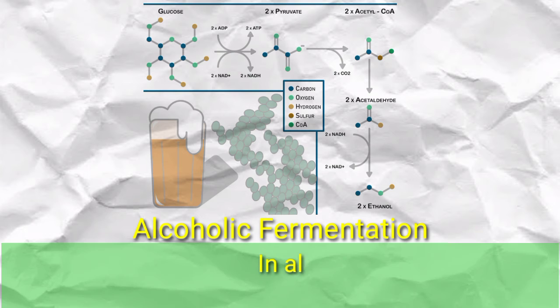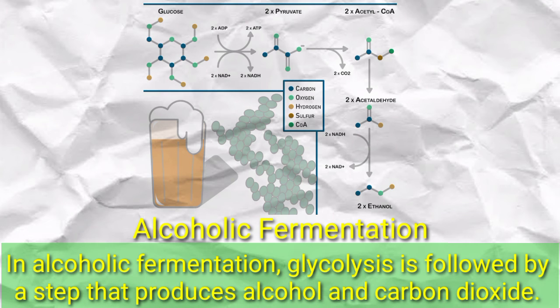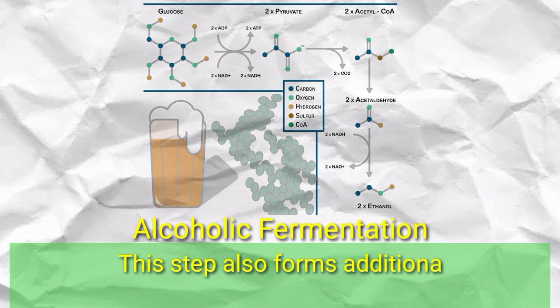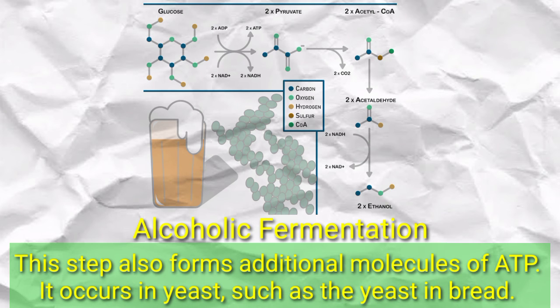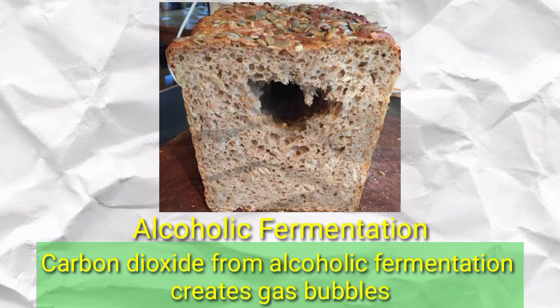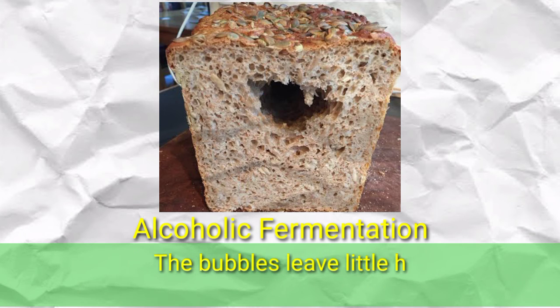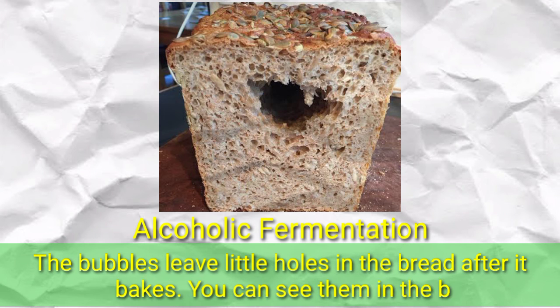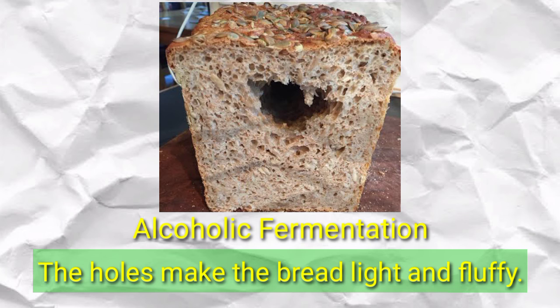Alcoholic fermentation. In alcoholic fermentation, glycolysis is followed by a step that produces alcohol and carbon dioxide. These steps also form additional molecules of ATP. It occurs in yeast, such as the yeast in bread. Carbon dioxide from alcoholic fermentation creates gas bubbles in bread dough. The bubbles leave little holes in the bread after it bakes. You can see them in the bread in the picture above. The holes make the bread light and fluffy.